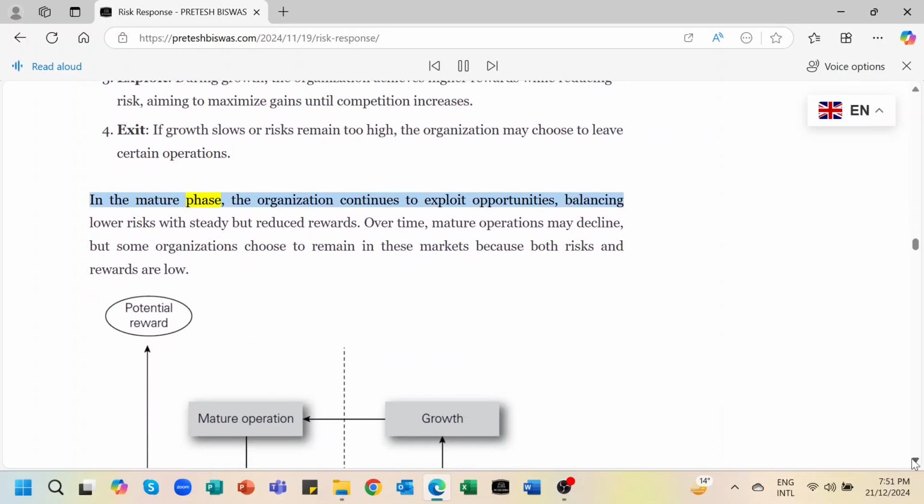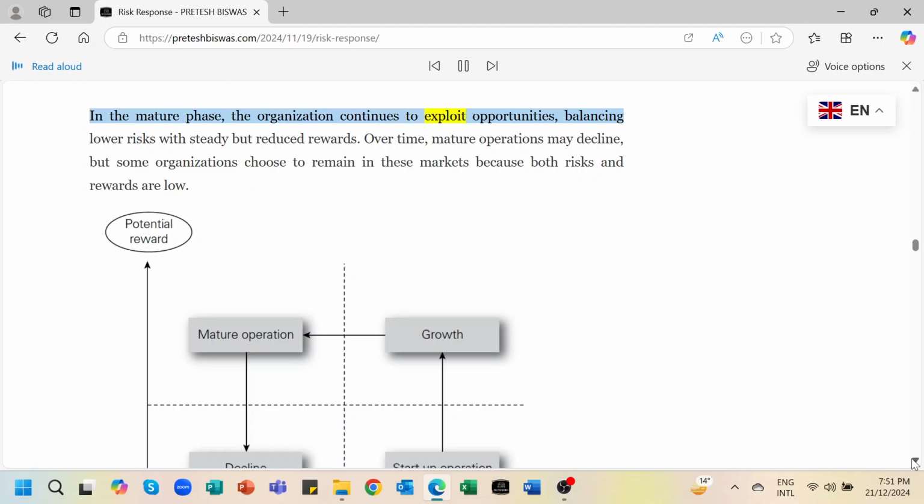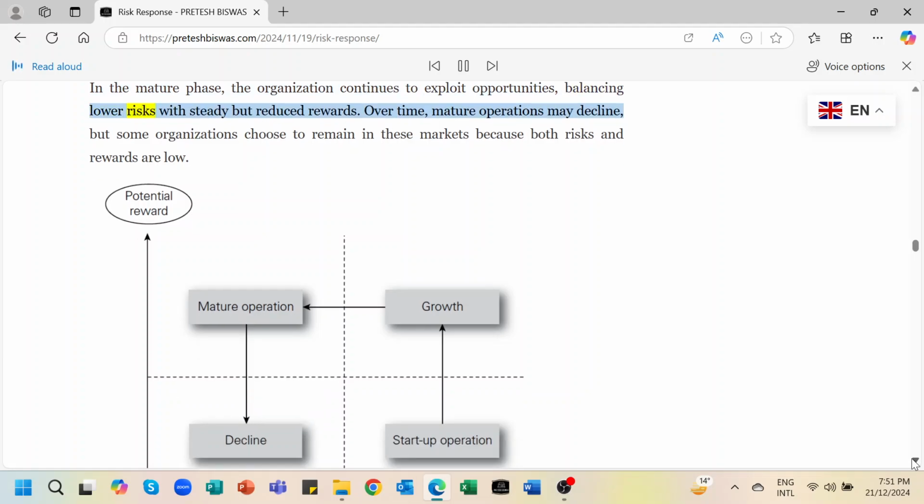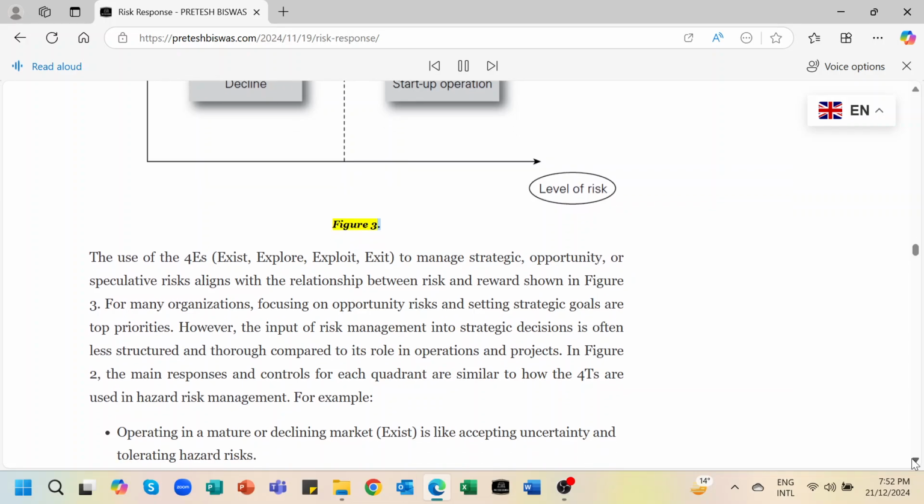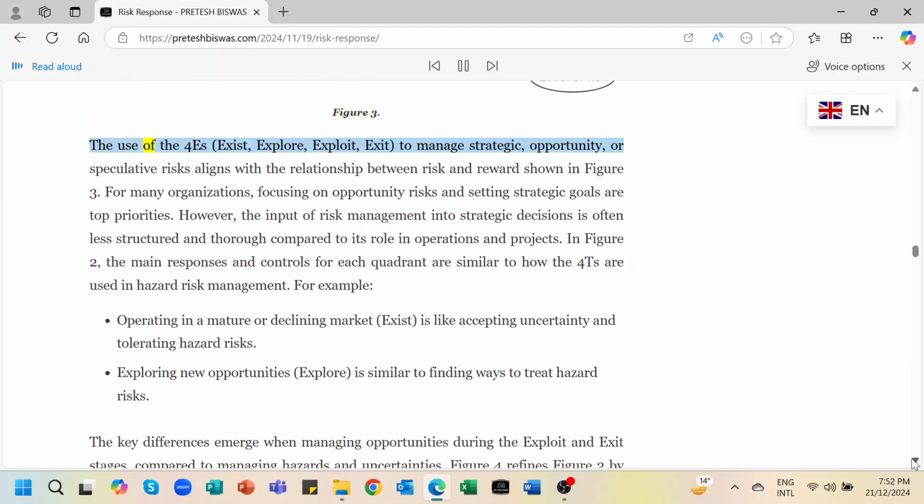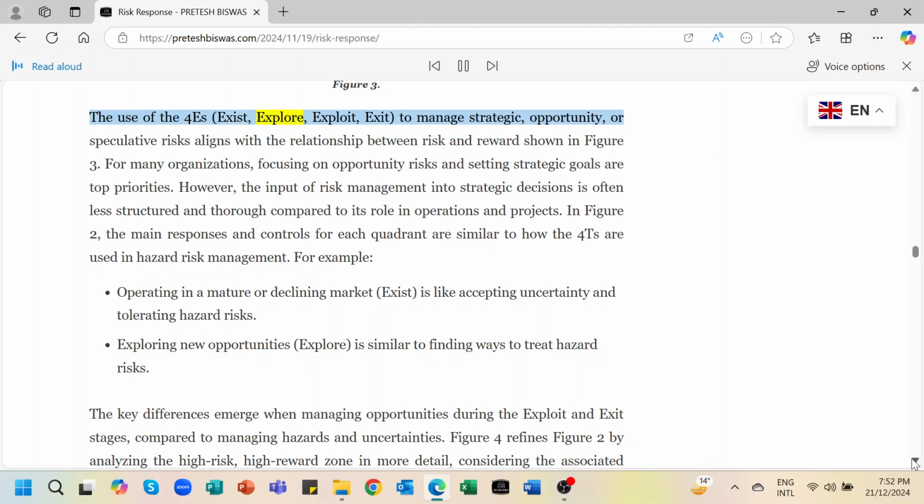In the mature phase, the organization continues to exploit opportunities, balancing lower risks with steady but reduced rewards. Over time, mature operations may decline, but some organizations choose to remain in these markets because both risks and rewards are low. Figure 3. The use of the 4Es, exist, explore, exploit, exit, to manage strategic, opportunity, or speculative risks aligns with the relationship between risk and reward shown in Figure 3.